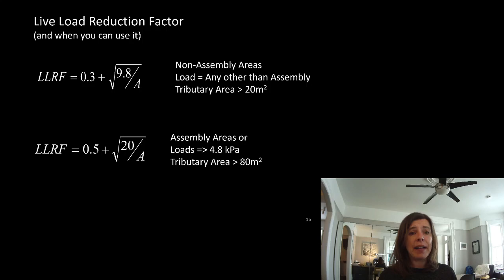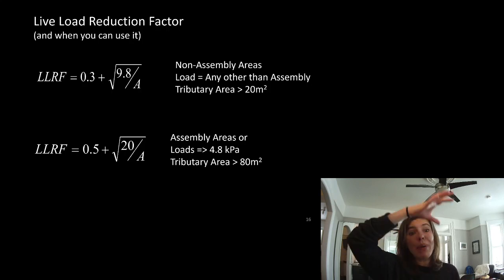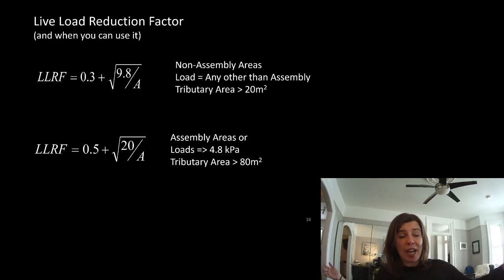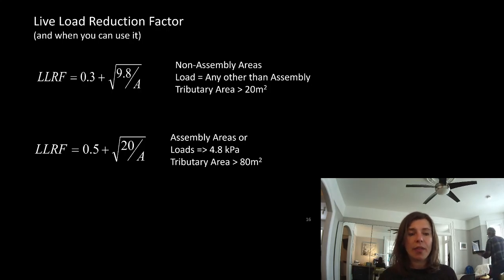So we say, yeah, a beam carrying some small tributary area, doesn't matter where it is in this assembly we're talking about, 4.8 kPa. But the column that is picking up a bunch of areas, or a really huge area, it starts to be unlikely that all of that sees the maximum load at the exact same time. So we build that into our calculation, and that's where we use our live load reduction factor. We have 2 different live load reduction factors. We have one for non-assembly areas, and we have one for assembly areas.